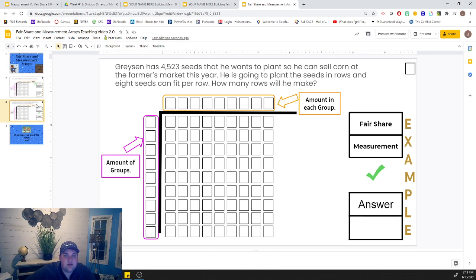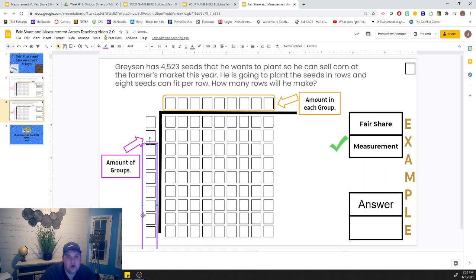All right, so let's look at it together. We know there's 4,523 seeds that he wants to plant, and we know that each row can hold 8 seeds. So we know how many are in each row, but not how many rows there are. And the rows are the groups for this problem. So because we don't know how many rows there are, or how many groups there are, it's a measurement problem.